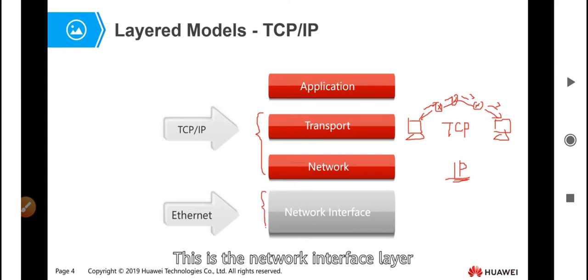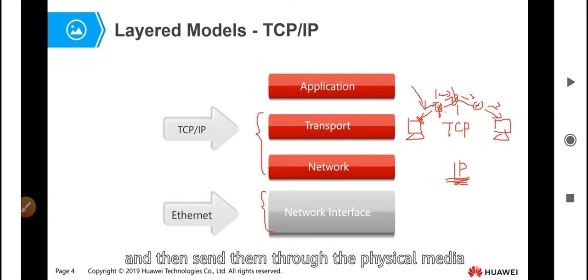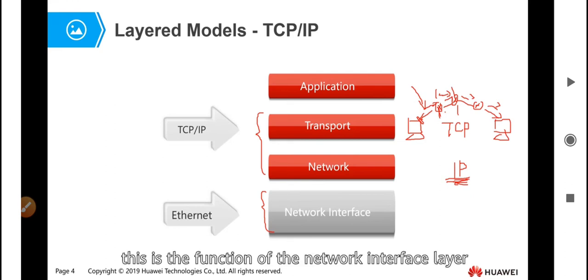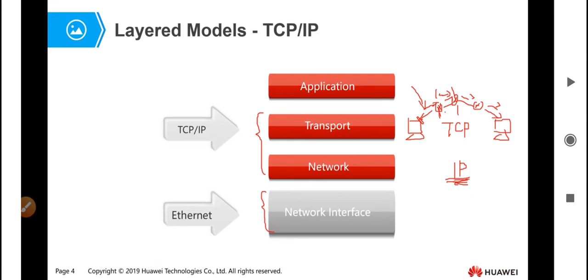This is the network interface layer. The network interface layer deals with how the IP protocol uses the physical media. Between each two devices, the host to the router, and router to router, there's a physical media. Then how to use this media, how to modulate the signals and send them over the physical media to reach the next hop. This is the function of the network interface layer.